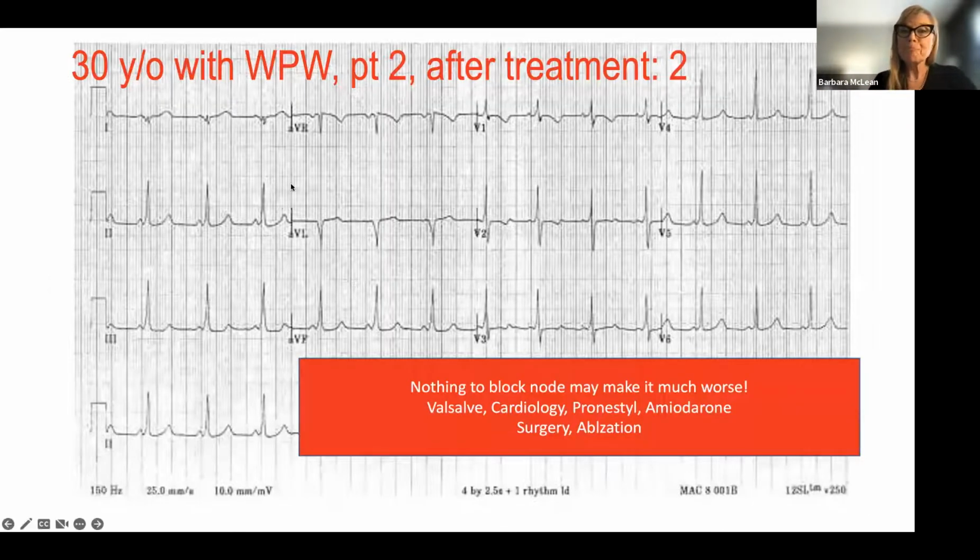Okay. So she was pretty unstable, but remember, we don't want to block the node. So we're not going to use adenosine. We're not going to use calcium channel antagonists. We're not going to use a beta blocker, which is what we'd normally do with SVT or in terms of how we're going to control those patients. And sometimes we use amiodarone. Typically in SVT, amiodarone doesn't work that well, but that's okay.